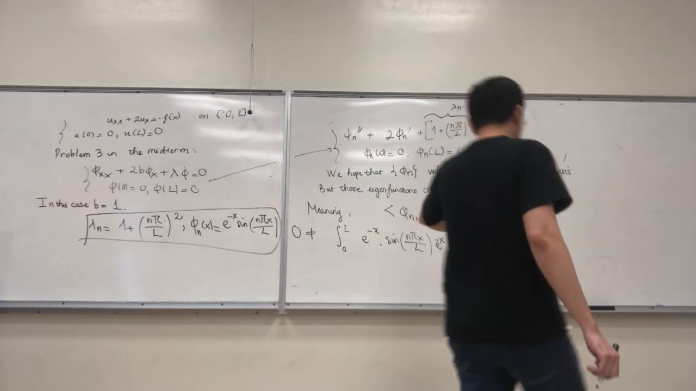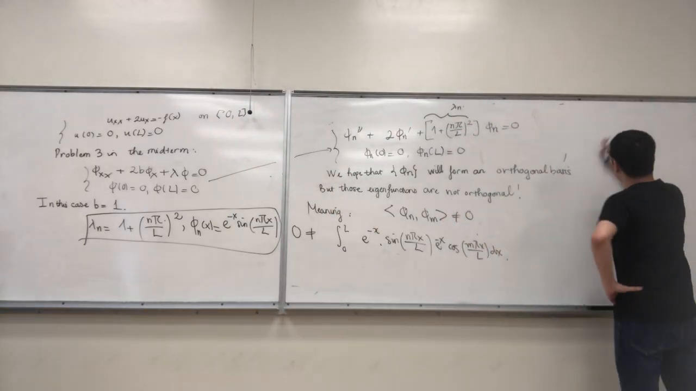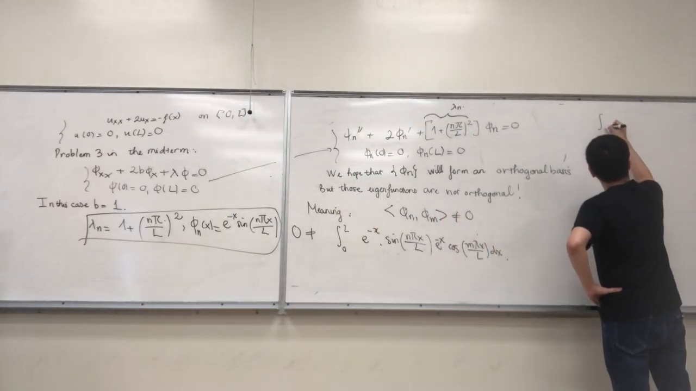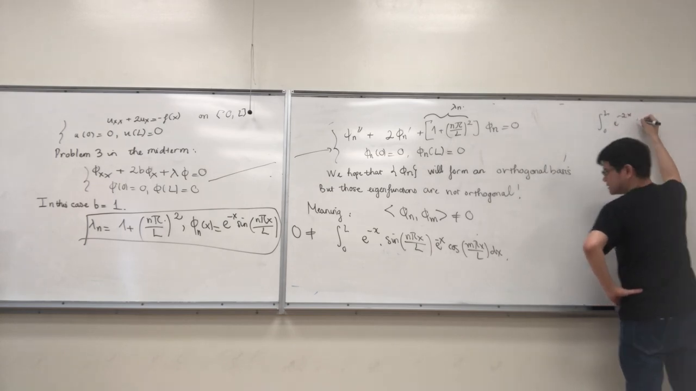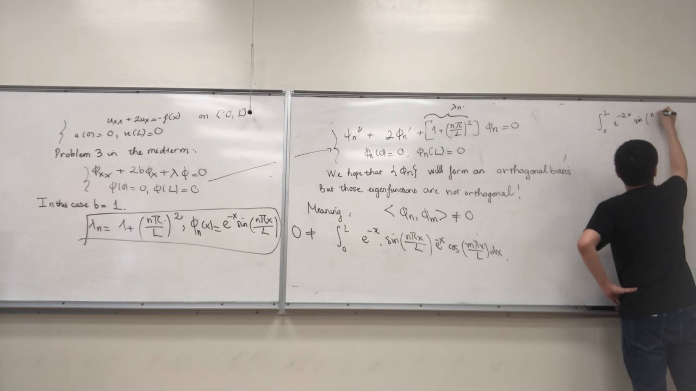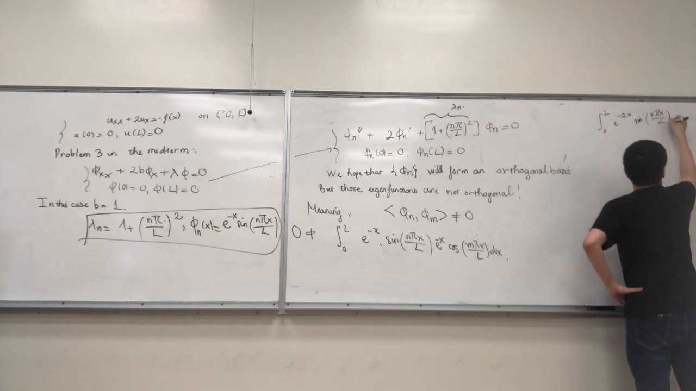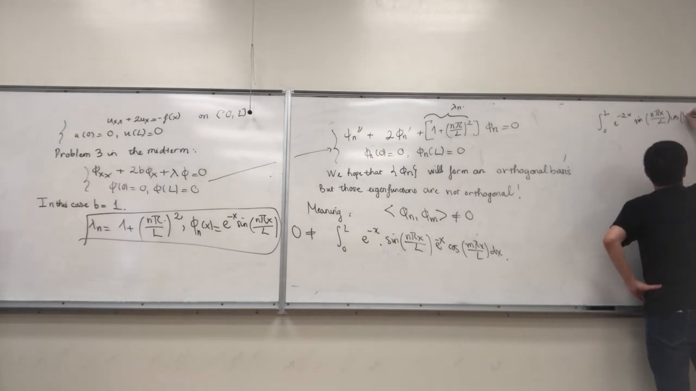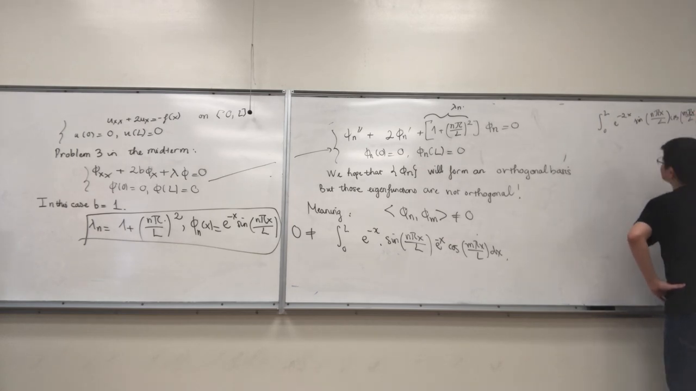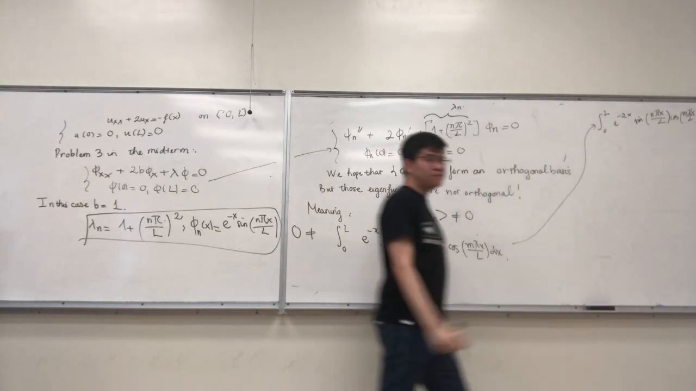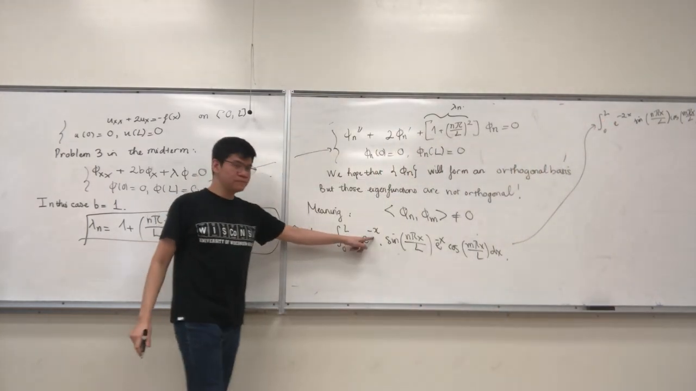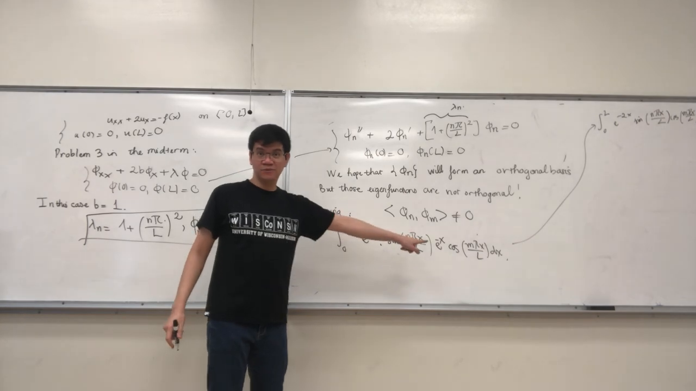So we're going to check that this is not zero. So we have the integral from 0 to L of exponential minus 2x sine of m pi x over L cosine of m pi x over L dx. Alright, so this is going to be this one. So the first step that I do is I group exponential minus x and exponential minus x.